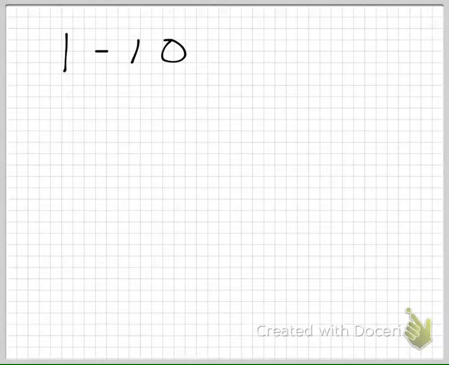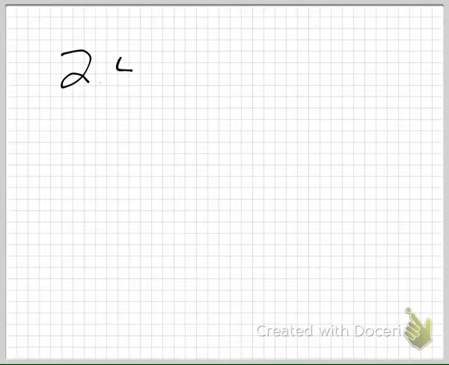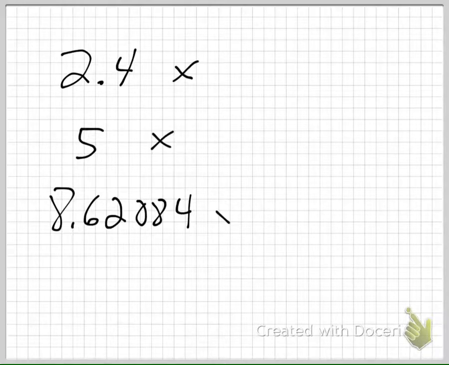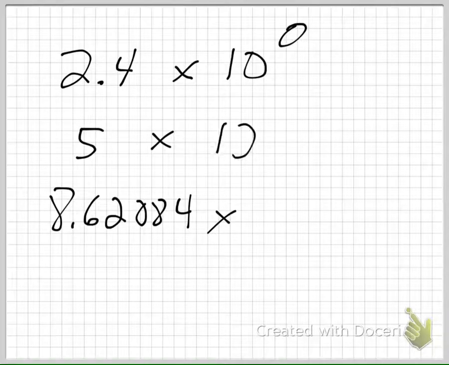So anyway, it's going to be some number. Let's just say it's 2.4, or we could just say 5, or it can be 8.62084. Do you agree that all of these numbers are between 1 and 10? It can be ugly, long, short, whatever, but they're between 1 and 10. And then the next thing is that it's times 10 to the something power.